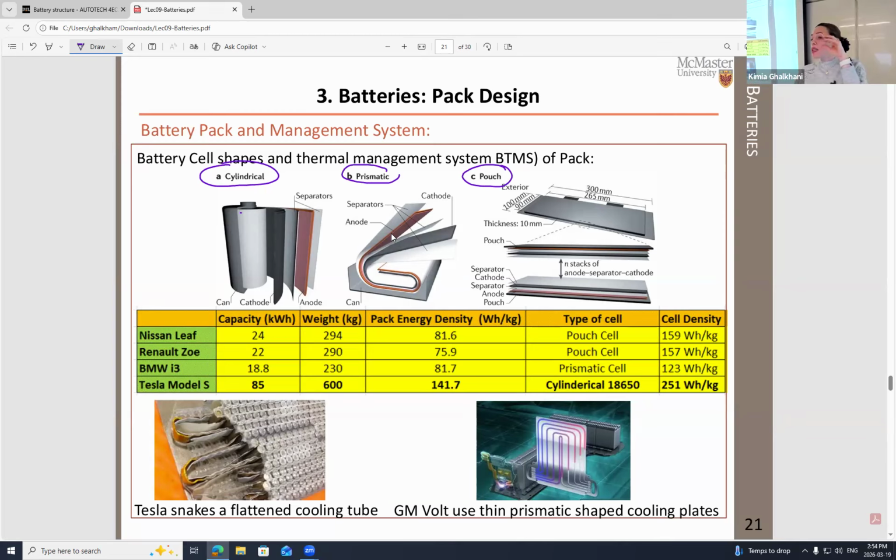Pouch type batteries are thinner batteries, and most of the time the layers inside the battery are not folded. They are single layers stacked on top of each other and compressed, right?